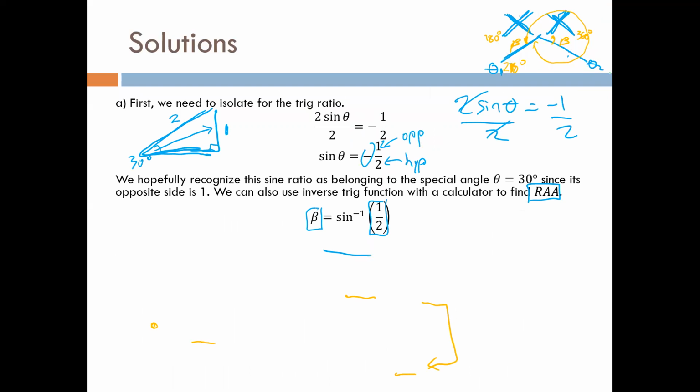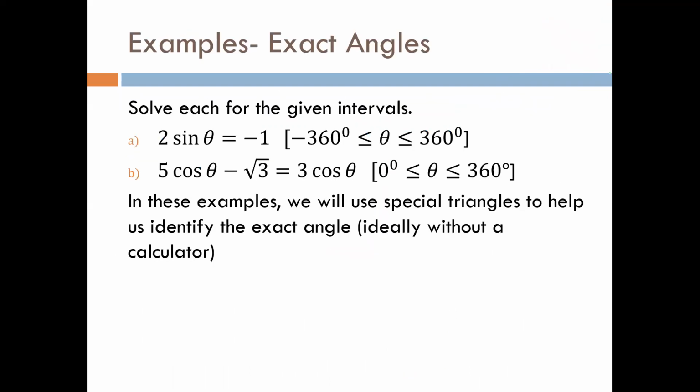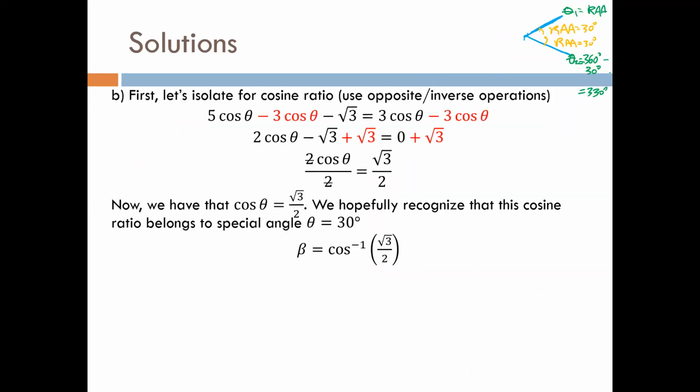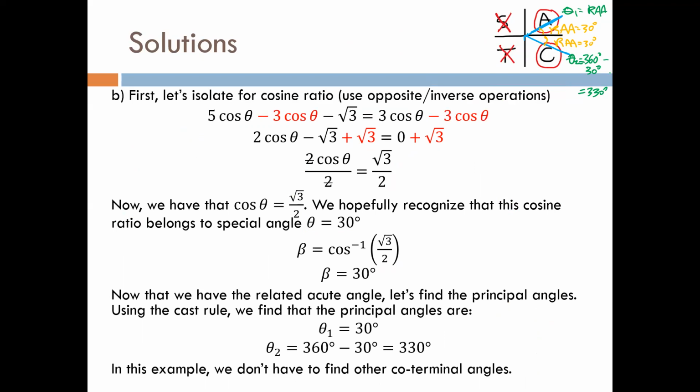So again, we always go back to the question and just check the domain. But in this example, the domain was 0 to 360 degrees. So we got lucky there. So we just leave it as is. We're already done. So I'm hoping that kind of makes sense.